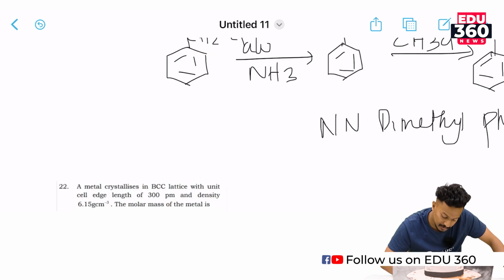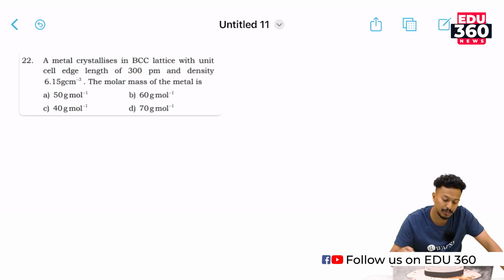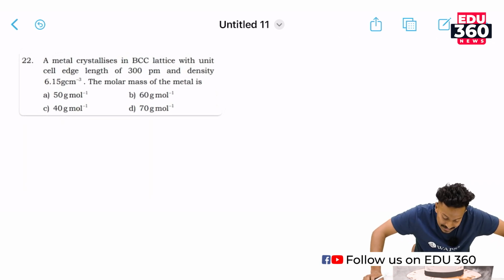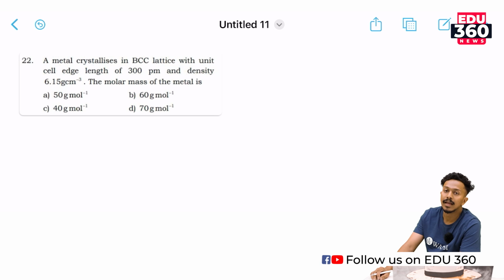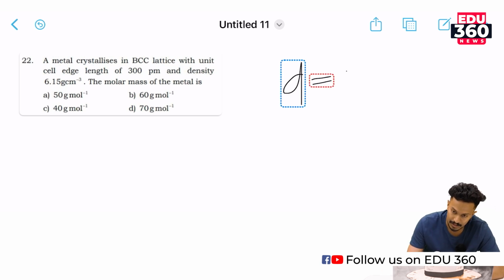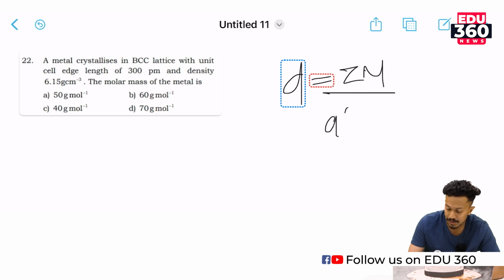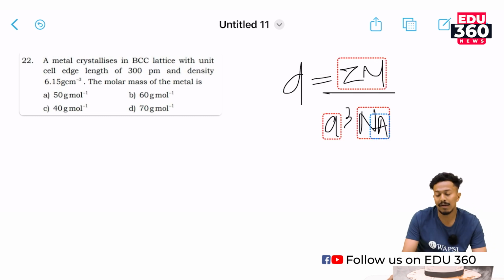We will move on to our next question, question number 22. A metal crystallizes in BCC lattice with a unit cell edge length of 300 picometer and a density of 6.15 gram per centimeter cube. Find the molar mass of the metal. As you know, the density of a metal cube can be determined by the equation D equals ZM by a cube Na. Are you familiar with this equation? Density of a crystal is given by ZM by a cube Na, where Na is Avogadro number.